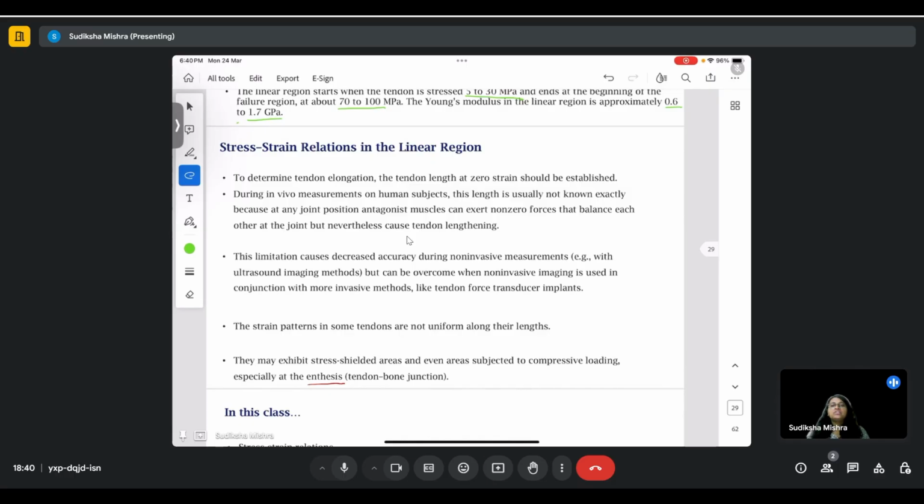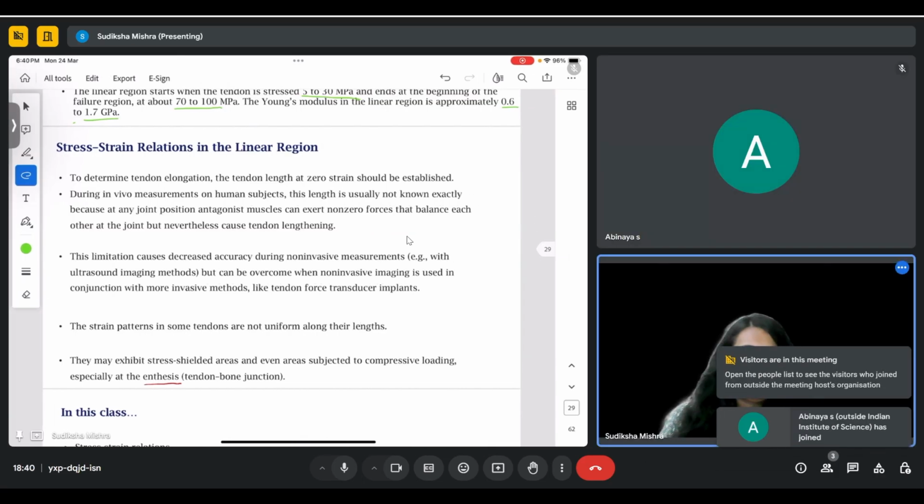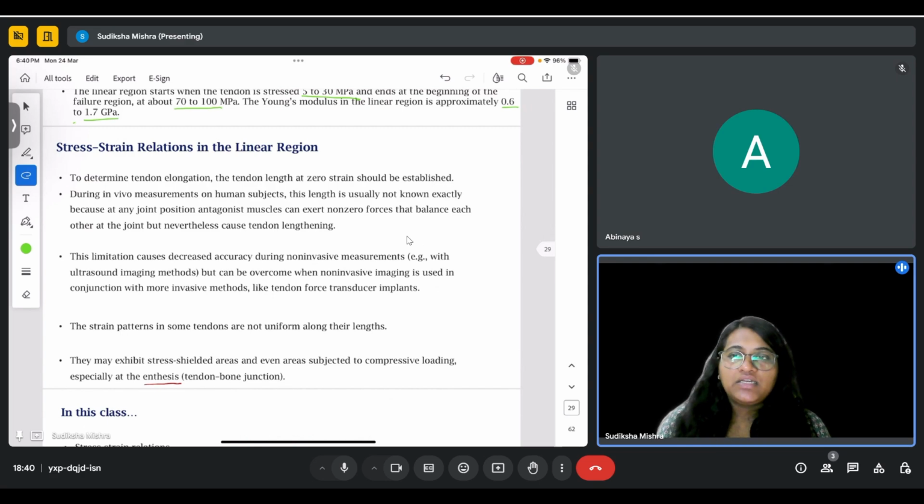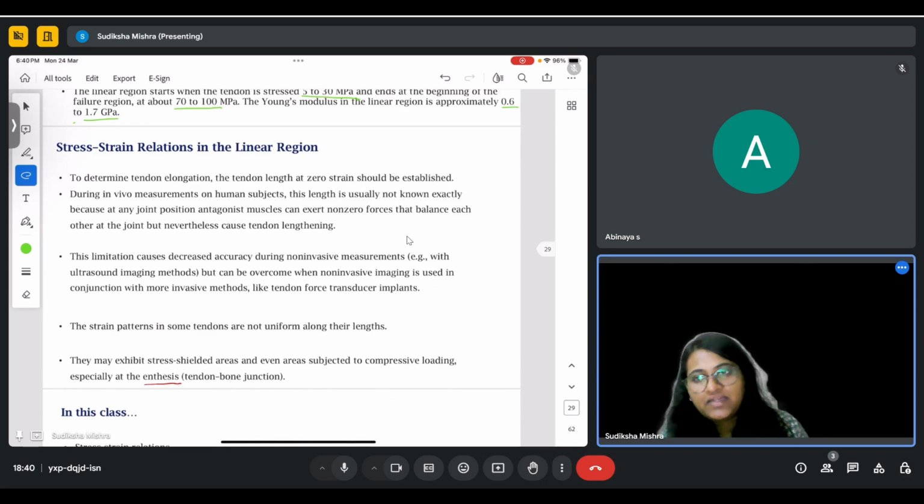Now, how do you compute the tendon elongation? Essentially, the tendon length at zero strain needs to be computed first to determine how much elongation there is. During in vivo measurements, because there are already forces acting, because no one is ever at complete rest, there are already forces acting during the measurements, which usually use various imaging techniques, mostly ultrasound. Because of this, it's very difficult to compute the elongation because you don't know the initial length.